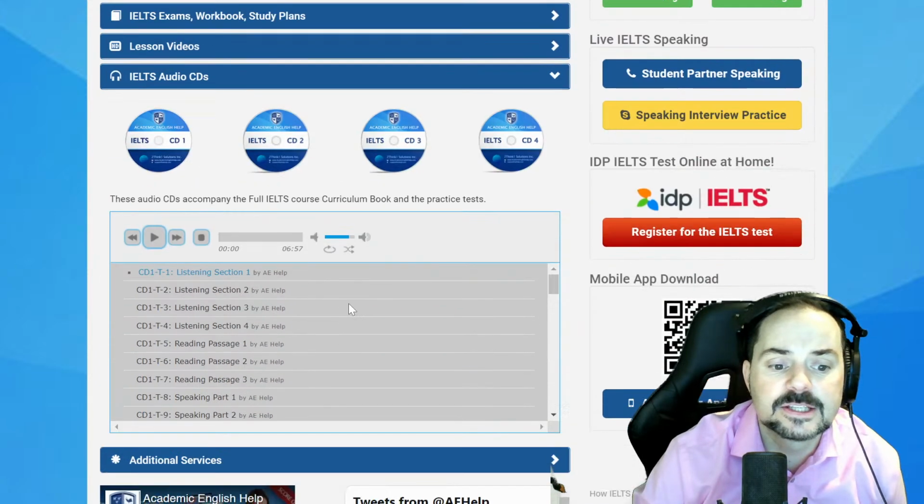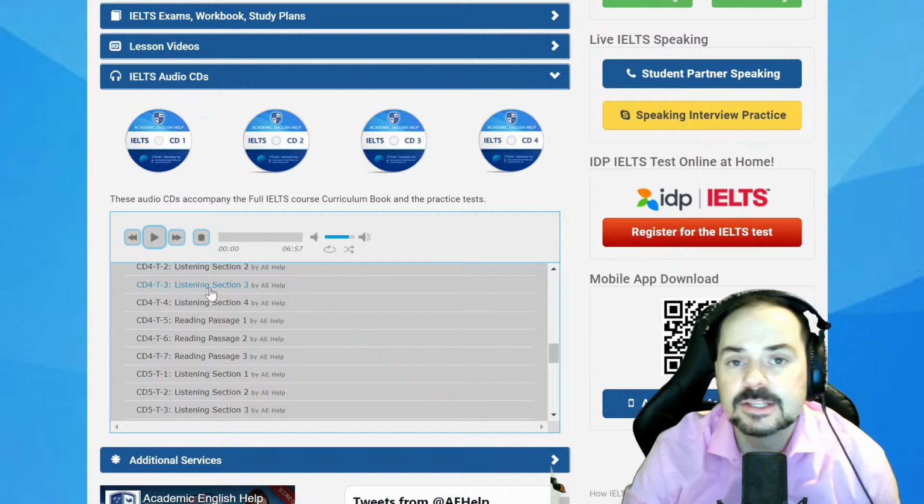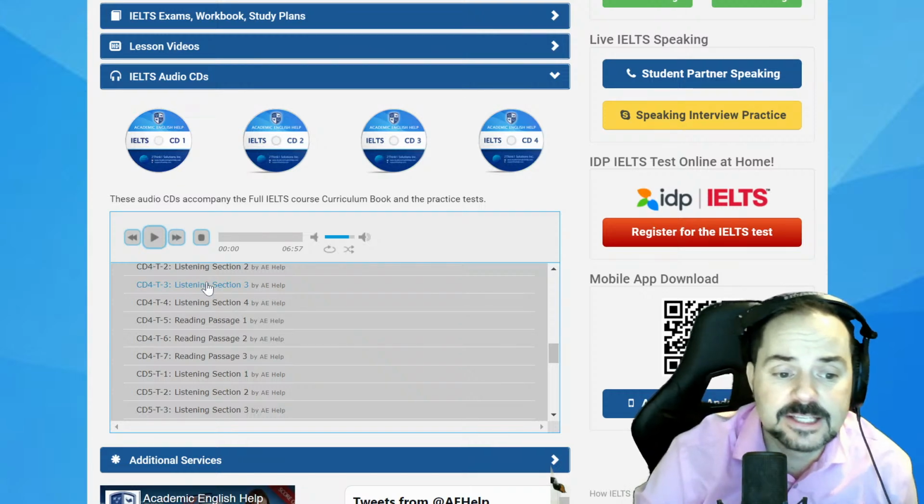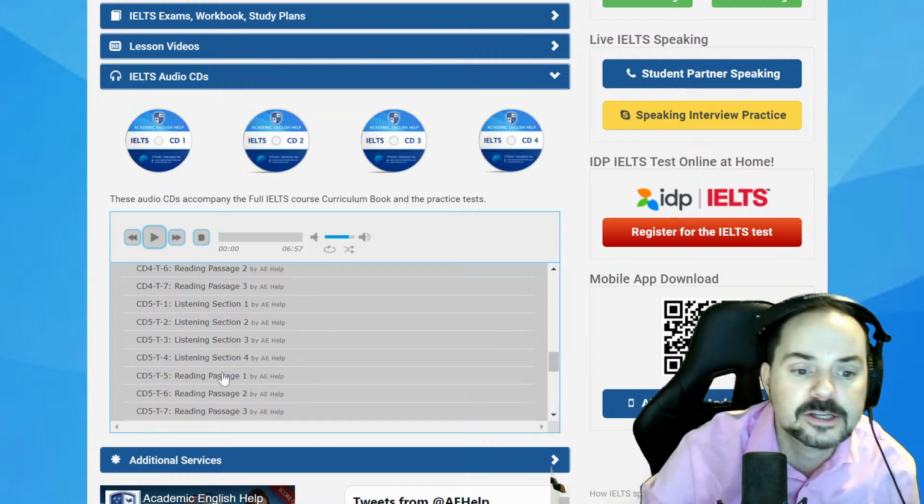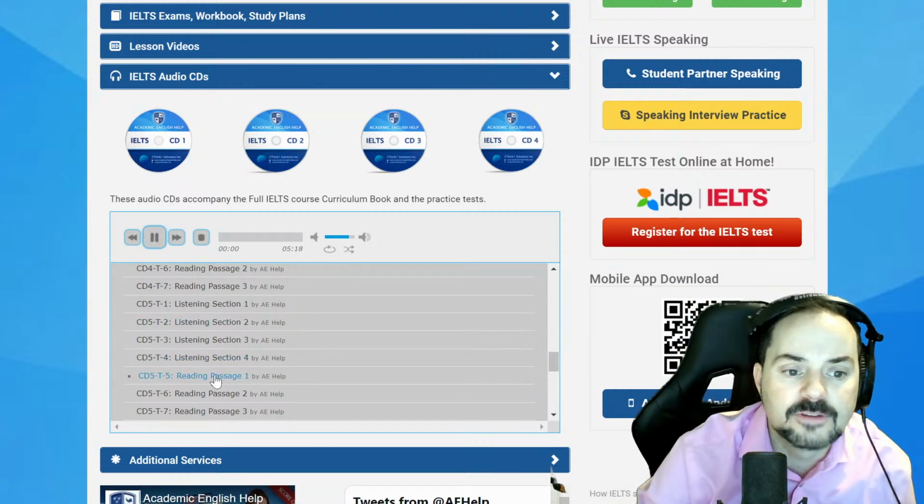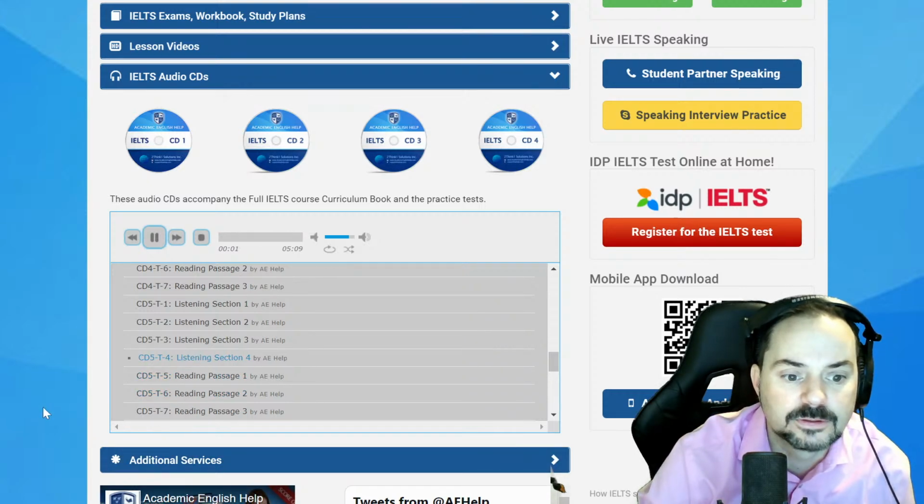So this is CD 5, track 5. We're going to listen and read this passage with the British speaker for fluency. Okay, so here we go. CD 5. Let's do this.